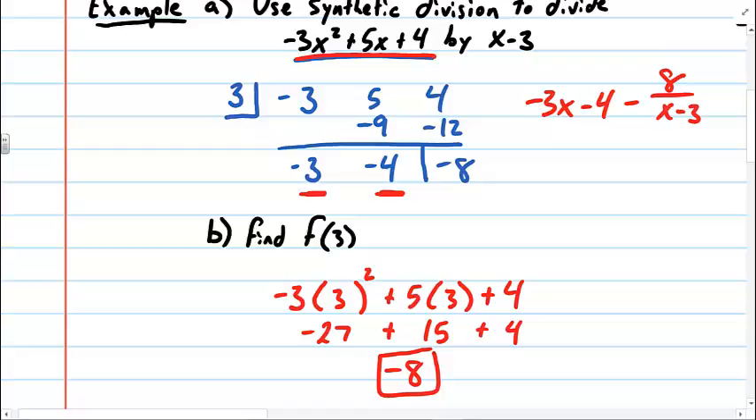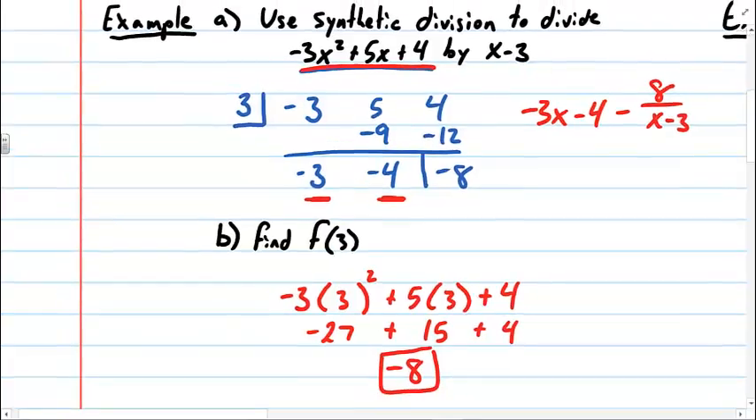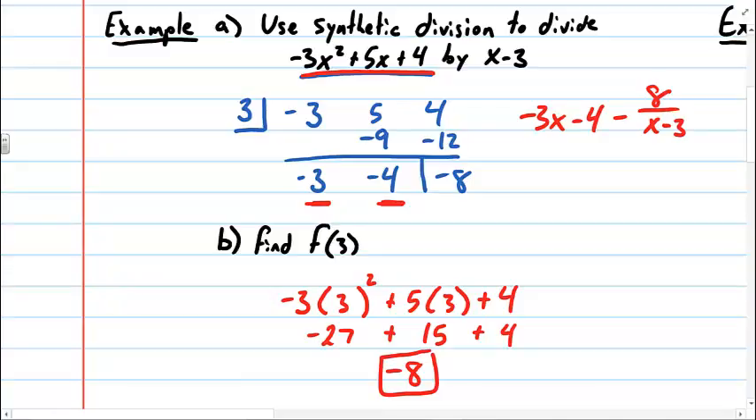And so what you are supposed to see by doing this is the following. Part A and part B. Notice the remainder in part A was negative 8. The answer for part B was negative 8. This is exactly what the remainder theorem is trying to say.